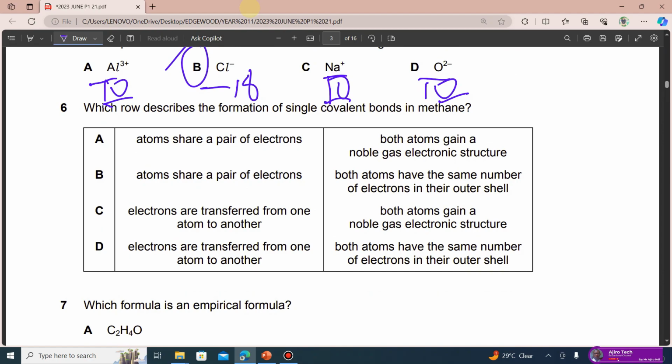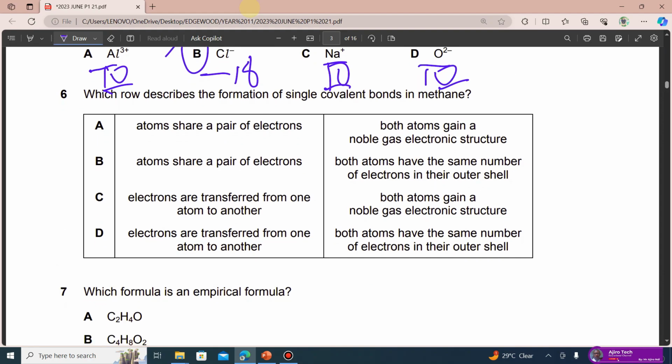Now we go to question 6. Which role describes the formation of single covalent bonds in methane? Now, when we talk about covalent bonds, we're talking about sharing of electrons. So anything that is different from sharing of a pair of electrons, those options are off. So option C is off because it involves transfer. Option D equally is off because it involves transfer of electrons. So we're left with option A and option B.